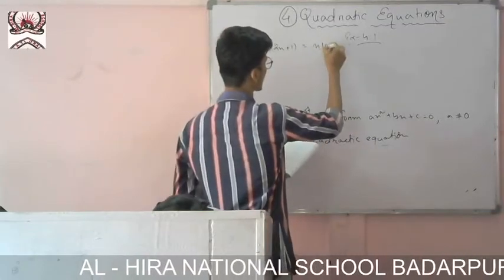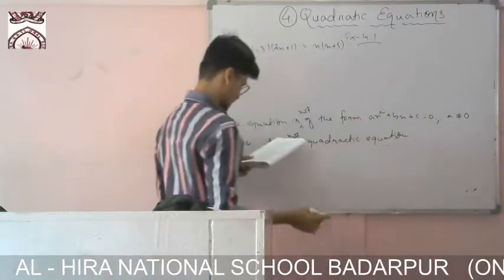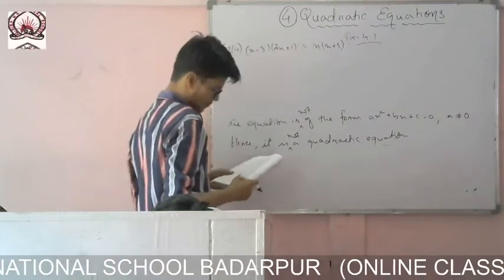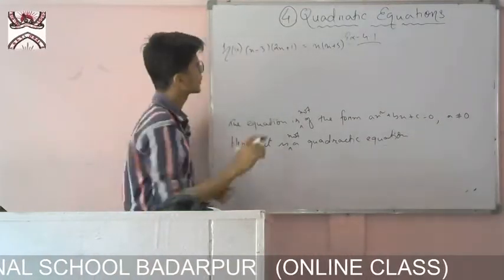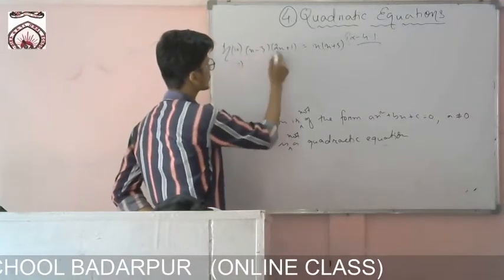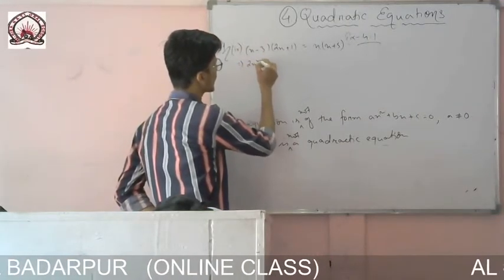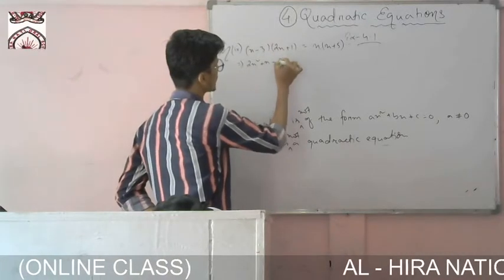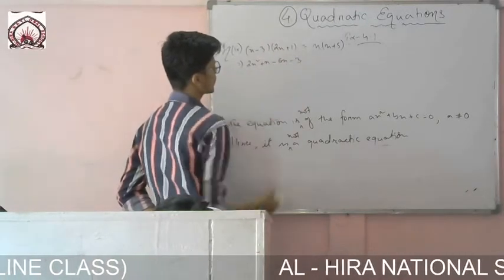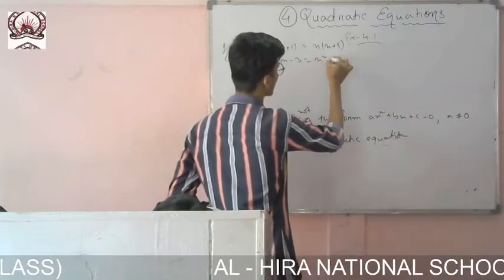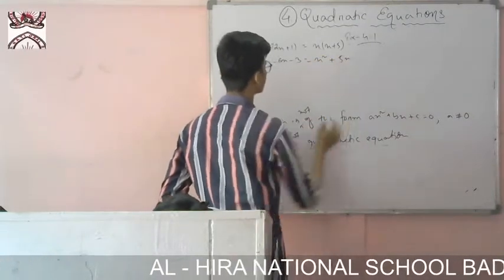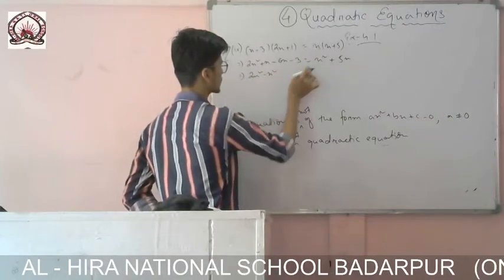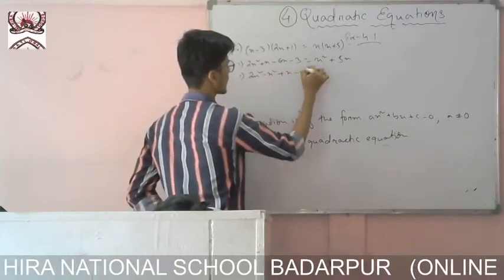(x minus 3)(2x plus 1) equals x(x plus 5). First of all I will multiply: 2x square, then plus x, minus 3 2s are 6x, minus 3 1s are 3, equals x square plus 5x. Now if I change the side, 2x square minus x square, plus x, then minus 5x.